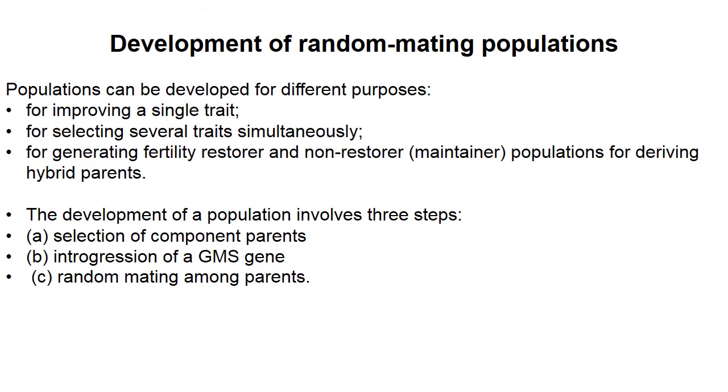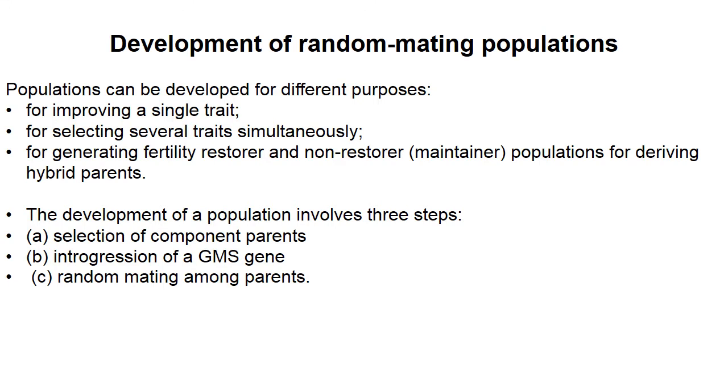Development of random mating population. Here a population can be developed for different purposes. Random mating means there is no control over mating, and any female has an equal chance to mate with every male individual. This is for improving a single trait, for selecting several traits simultaneously, for generating fertility restorer and non-restorer or maintainer populations, and for deriving hybrid parents.